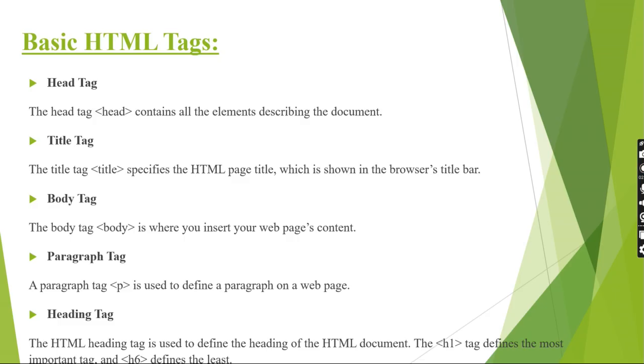The head tag contains all the elements describing the document. The title tag specifies the HTML page title, which is shown in the browser's title bar. The body tag is where you insert the web page's content. The paragraph tag, the tag P, is used to define a paragraph on the web page. The heading tag is used to define the heading of the HTML document.